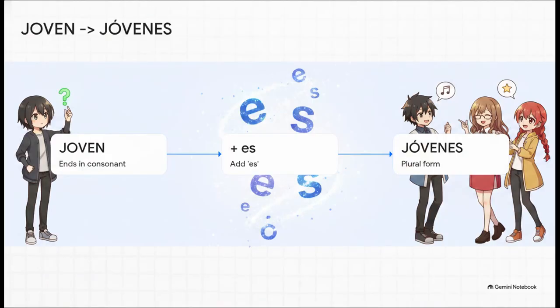But of course, language always throws us a slight curveball, right? What happens when our adjective doesn't end in a nice, easy vowel? Look at step 1 here, joven, which means young. It ends in the consonant N. We can't just slap an S on there.